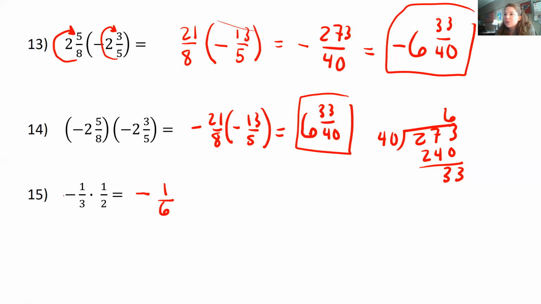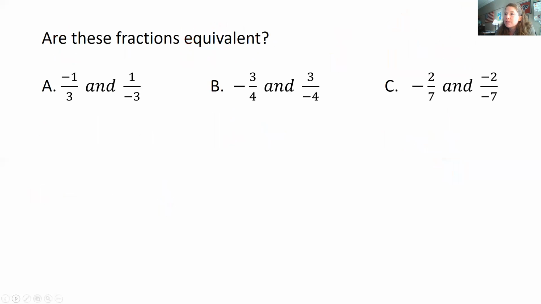All right, and then this week you're also looking at some division problems. So I just wanted to point these out to you. The question is, are these fractions equivalent? So look at letter A. We have negative 1/3 combined with 1 over negative 3. Well, even though the negative is on the bottom, this is still a negative fraction. So are these equivalent? Yes, they are.